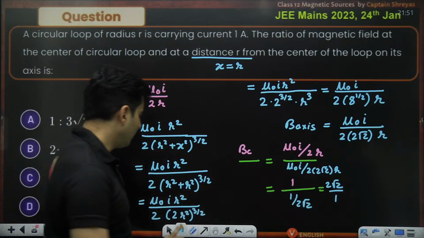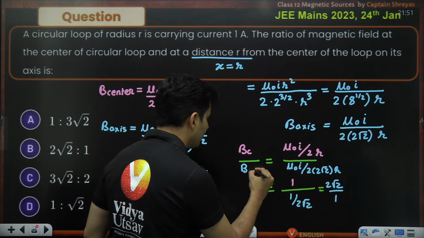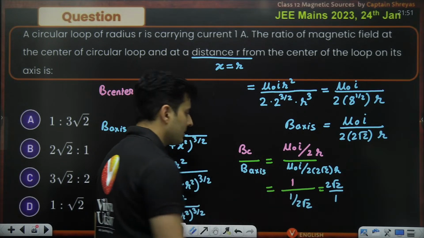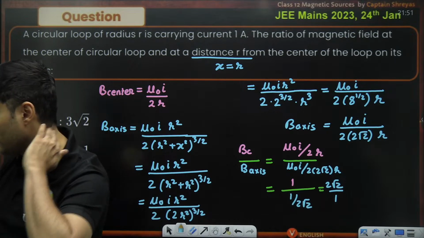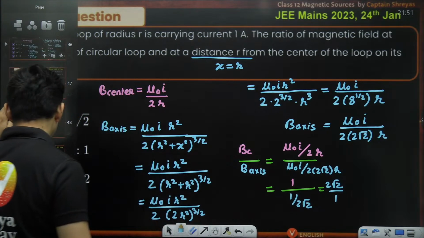2 root 2 divided by 1. So magnetic field at the center versus magnetic field on the axis. That's it. That's the answer. 2 root 2 by 1. Perfecto. Amazing. Clear. Very good.